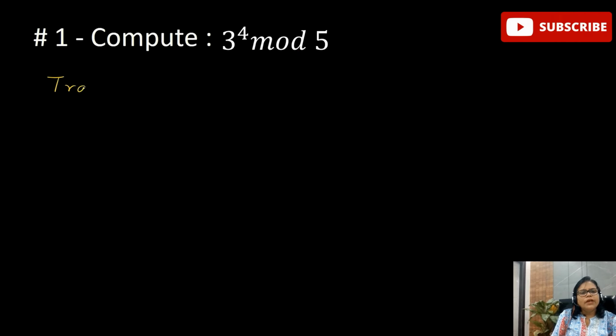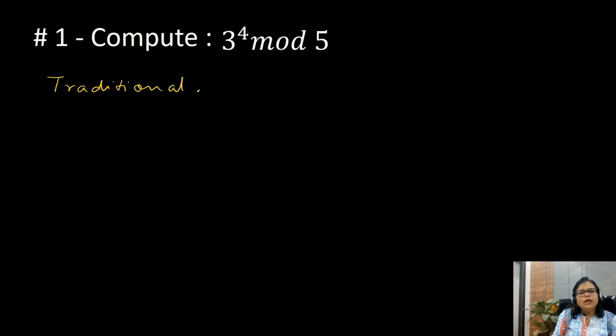So let us take our first numerical, that is compute 3 raised to 4 mod 5. You can use two methods to do this. One is the traditional way of doing it and the other is using Fermat's theorem. So what is the traditional way of doing it? It is called the square method.